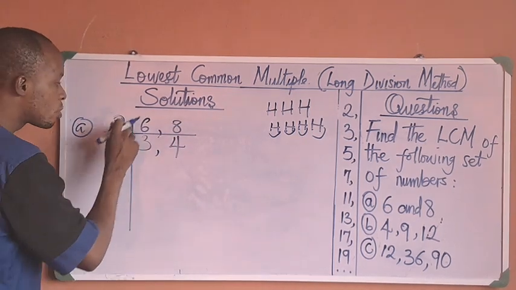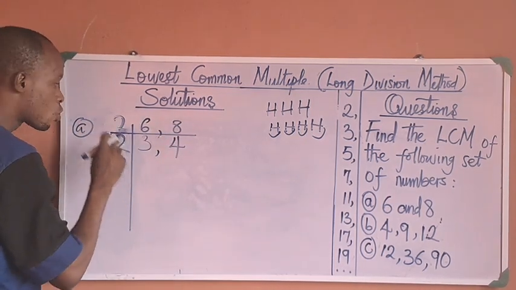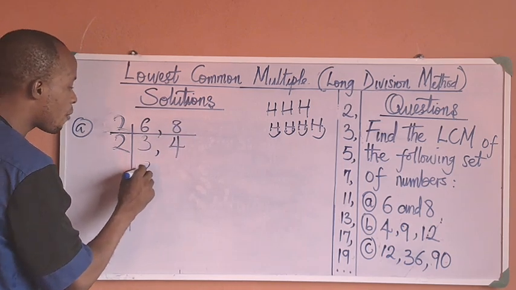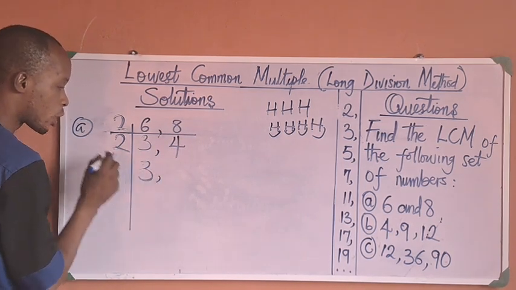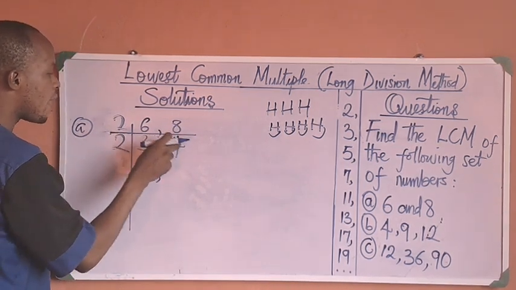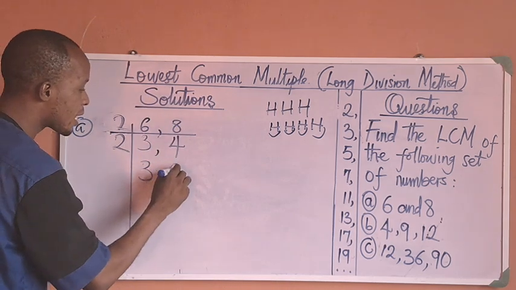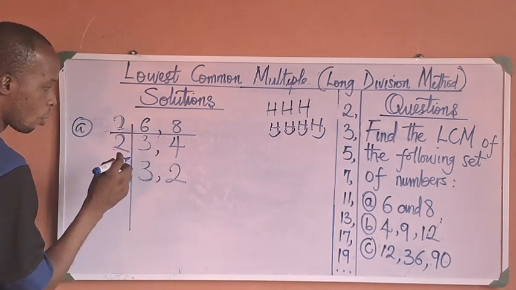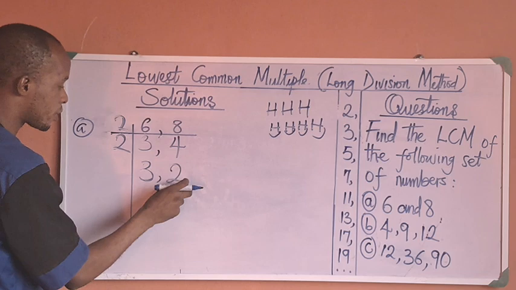Okay, if I use 2 to divide 3, there will be a remainder. So because there's going to be a remainder, I will have to repeat the 3 and put my comma. But if I use 2 to divide 4, there won't be a remainder. I will get exactly 2. Okay, 2 will divide 4 2 times.